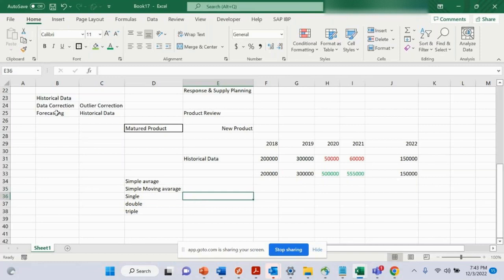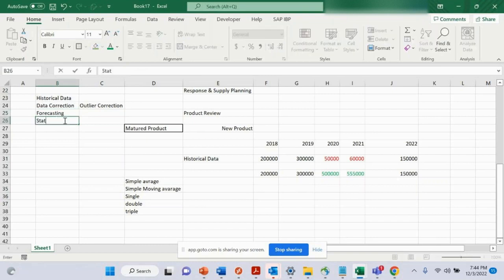So now our historical data is done. Then comes our data correction, which comes with outlier correction. Then comes our forecasting, and then the stat forecast is generated, which is at the very base level. No editing has been done yet, and it is not the final demand. It is just the forecast, just what your forecasting stands for.